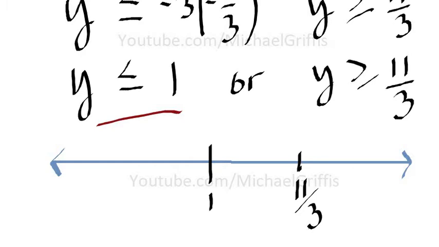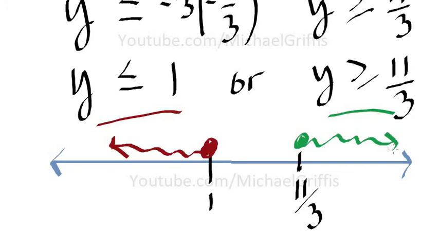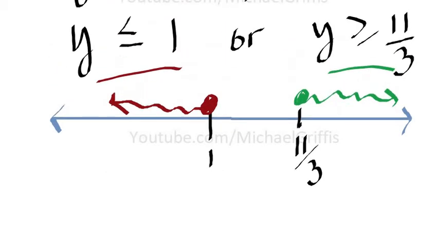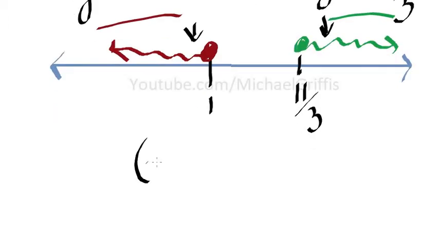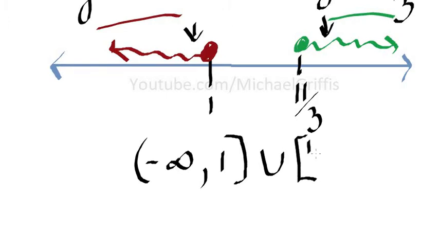Okay, y is less than or equal to 1. We'll do a solid circle. It's less than or equal to, going in that direction. And let's do green over here. So y is greater than or equal to 11/3. Now remember, once again, we are using or. Okay, we are using or, so that means that it could either be in this set here or this set. So we're just going to union both of these sets together. So we're going from negative infinity to 1, bracket, because we include 1, bracket, 11/3 to infinity. Okay, simple enough.